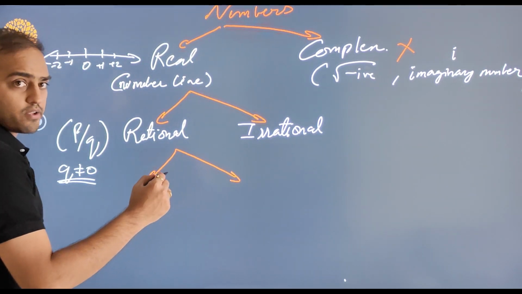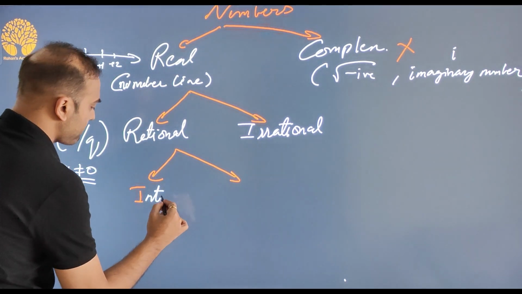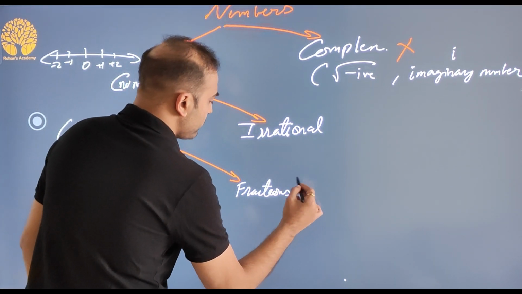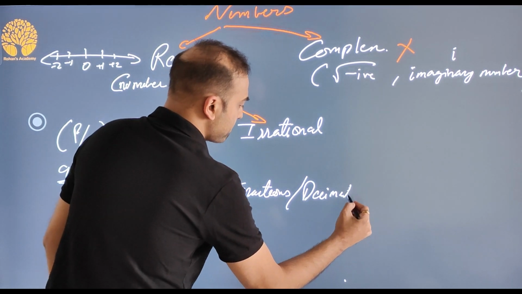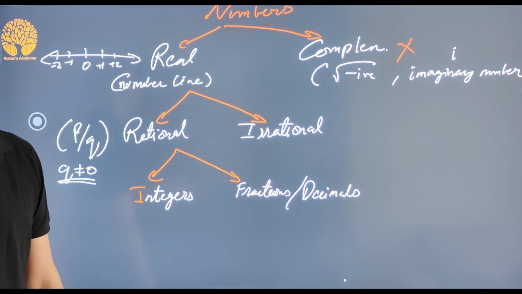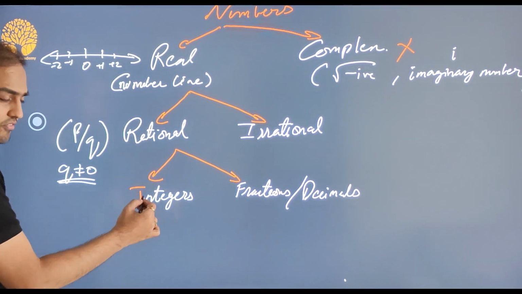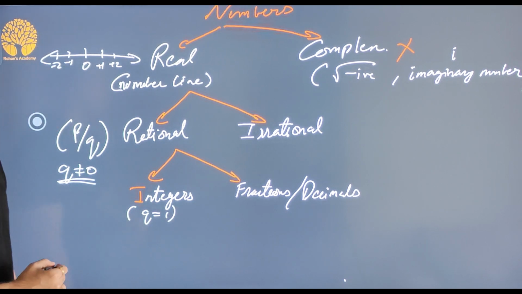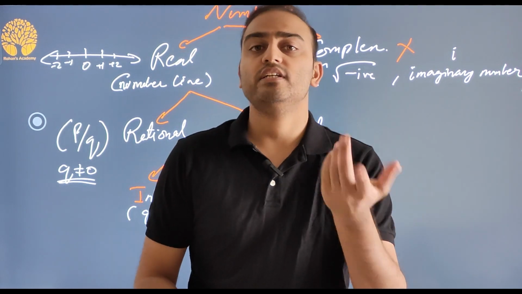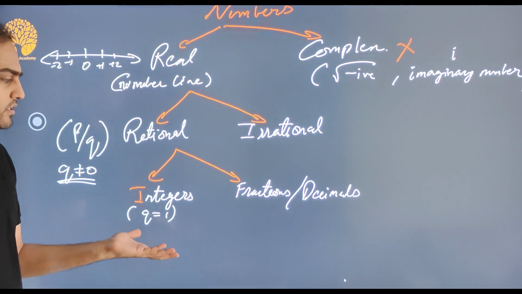Rational numbers are then divided into two types. These are your integers and fractions or decimals. What are integers? 1, 2, 3, 10, 20, minus 10, minus 100, but they are all part of rational numbers. If I just extend the definition, here Q is 1. The denominator of all of these is 1. So integers are simply rational numbers with Q as 1.